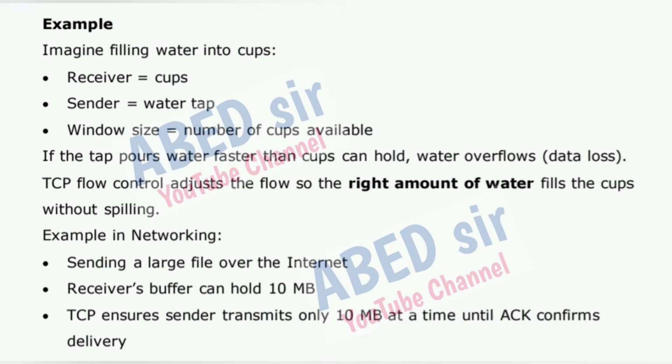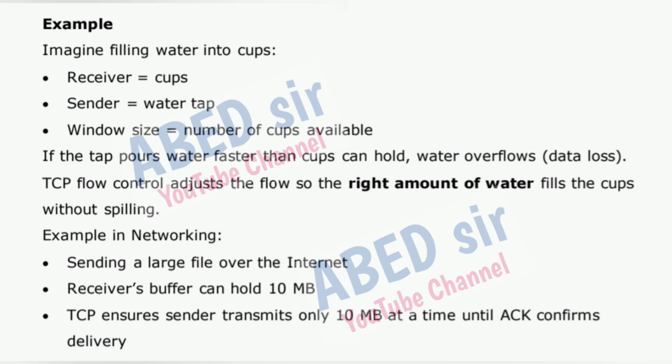Example: imagine filling water into cups. Receiver = cups. Sender = water tap. Window size = number of cups available. If the tap pours water faster than cups can hold, water overflows, which is data loss. TCP flow control adjusts the flow so the right amount of water fills the cups without spilling.